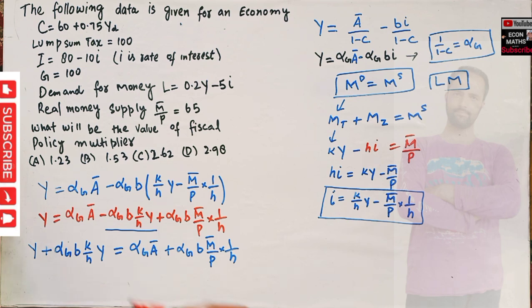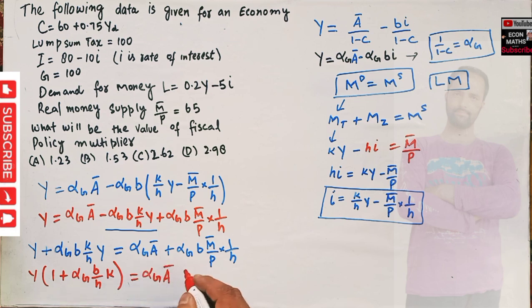Now taking Y common, we are left with 1 plus alpha g B upon H K, which is equal to alpha g A bar plus alpha g M upon P, and this can be written as B upon H. Okay, B upon H. I hope I am making myself clear.